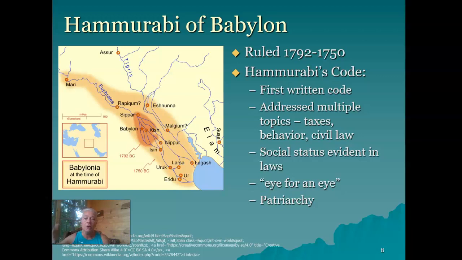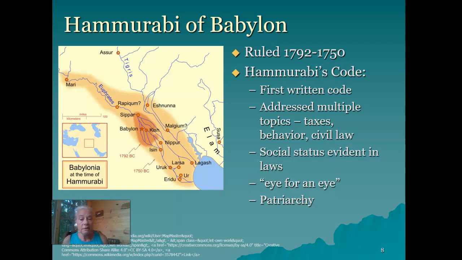Have you heard of that term, written in stone? Well, that's what Hammurabi's code was written in. It addresses things like taxes, behavior, civil law, how a wine shop should be run. Evidence of social status is very, very prevalent in Hammurabi's code, and a lot of it is an eye for an eye mentality. So, for example, if you take out someone's eye by accident, even, or on purpose, then your eye should be taken out as well.